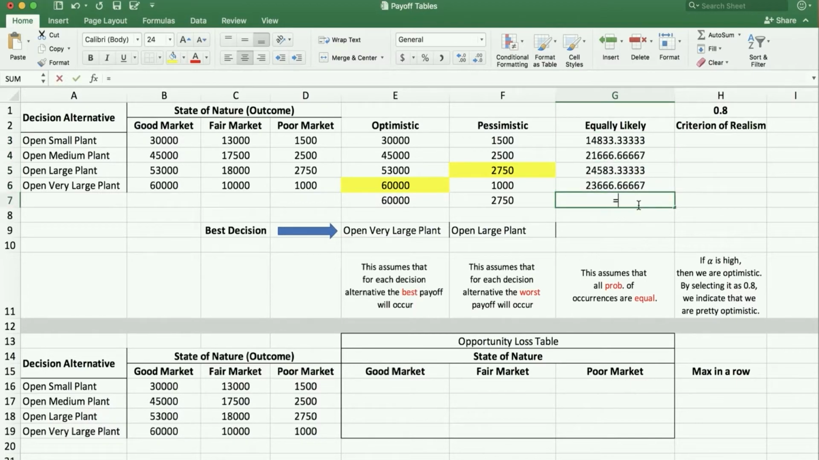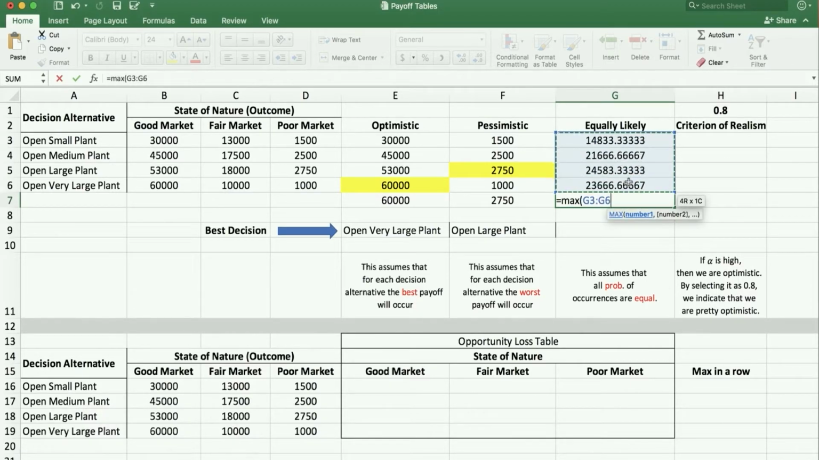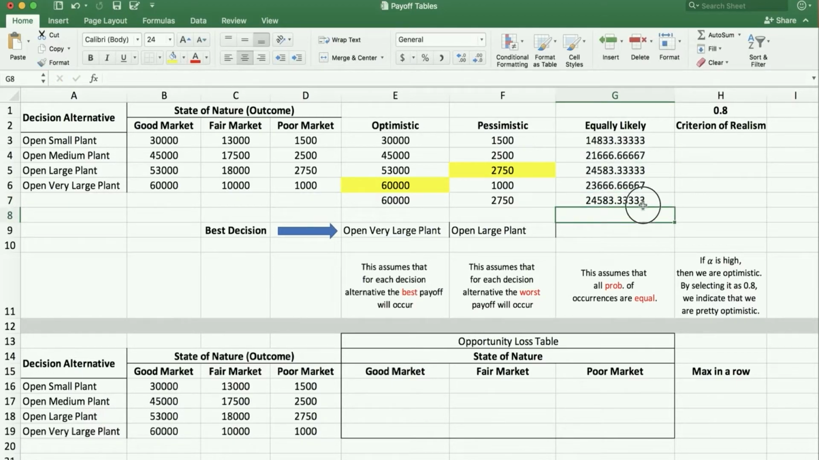The last step is to take the max of these averaged values. Okay? So we are going to look at where it is coming from, and in this case, it is coming from the third decision alternative. Therefore, my decision is to open a large plant. And then the fourth approach is the criterion of realism.